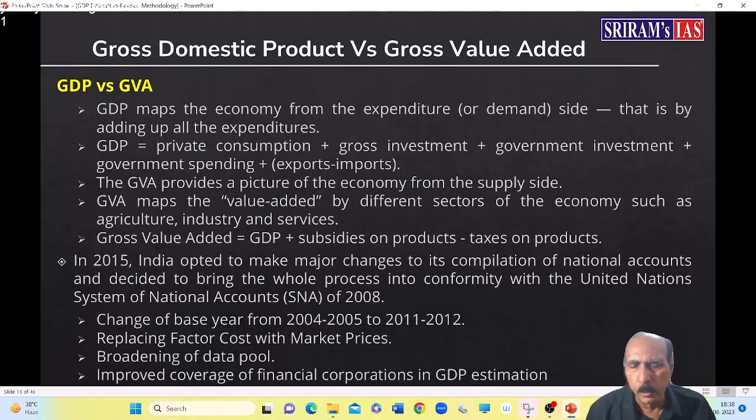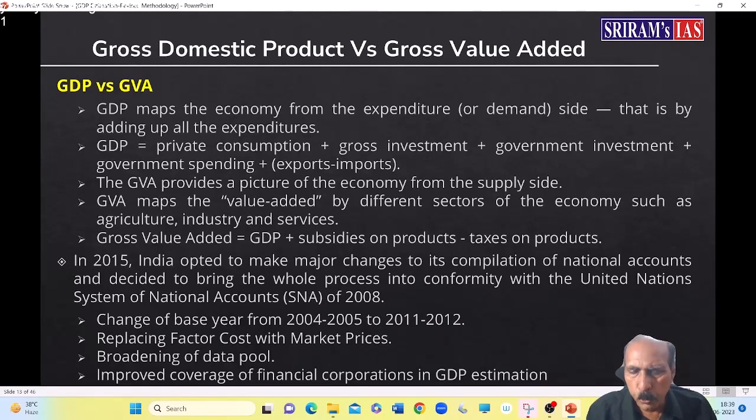The second is replacing the factor cost with the market prices. The national income at factor cost is not an internationally accepted measure, and no country measures the national income at factor cost. Therefore, we have replaced the GDP at factor cost with GDP at basic prices. I'll introduce what the basic prices are and what the market prices are. Then we have broadened the database of the economy, and I'll highlight the areas where the database has been increased over a period of time.